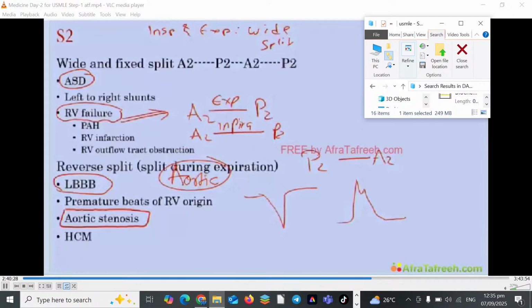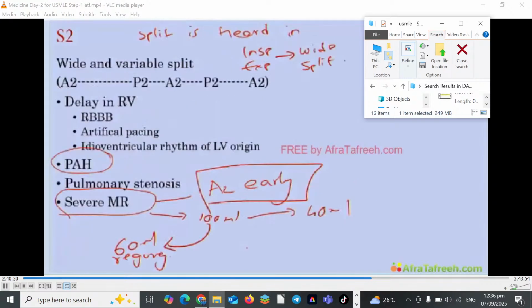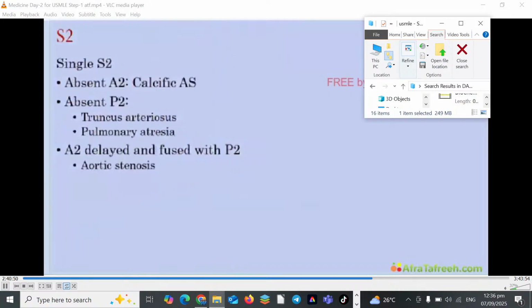So you have a wide fixed split, you can just notice it. The wide variable split is something which is happening normally. A wide split is something which is heard both during inspiration and expiration. A reverse split is something which happens only during expiration. And a wide and fixed split is one which does not change with inspiration or expiration. The conditions causing a single second heart sound. Is it clear, Nehru Nagar?